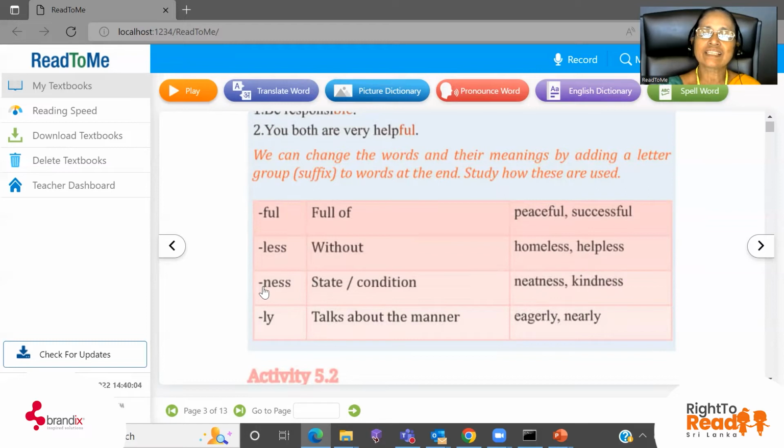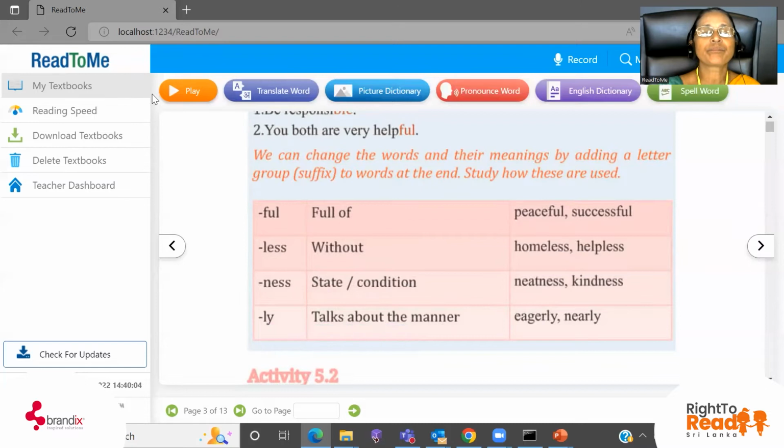Then the next group of words: NESS, N-E-S-S. What is the meaning when we add N-E-S-S to a word? State or condition. We'll see the examples, then you can understand it better: neatness, kindness, clearness. Yes, NESS shows us the state or a condition.